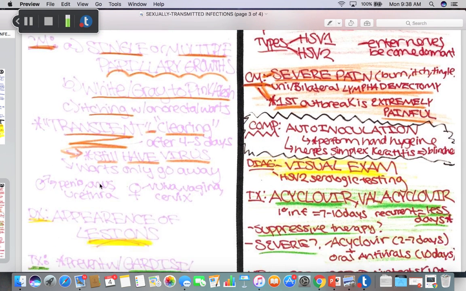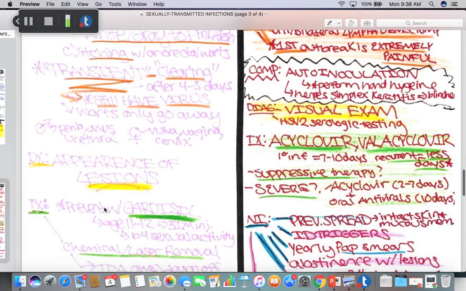In males, they're going to have warts on their penis, anus, urethra. Women can have it on their vulva, vagina, cervix. Diagnosis for genital warts is the appearance of the lesions. Treatment: you can prevent genital warts with Gardasil. This is to prevent HPV and cervical cancer. It's given between the ages of 11 to 12.